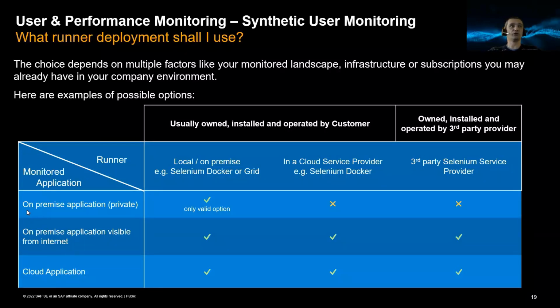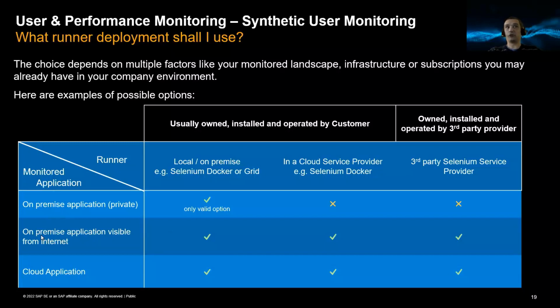So for instance, if you want to monitor an application on-premise that is in your private cloud, not necessarily accessible from the internet, or at least for which the main users are internal to your company, the most rational way would be to have the runners on-premise or local to your infrastructure. It's not necessarily that cloud runners are not possible. It's just that they are maybe not very relevant, or they are not really corresponding to the end users accessing the application you want to monitor.